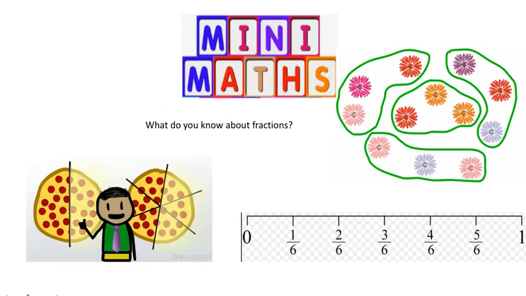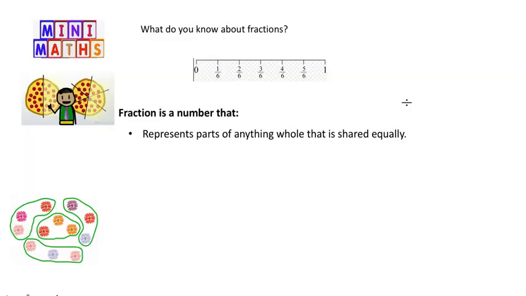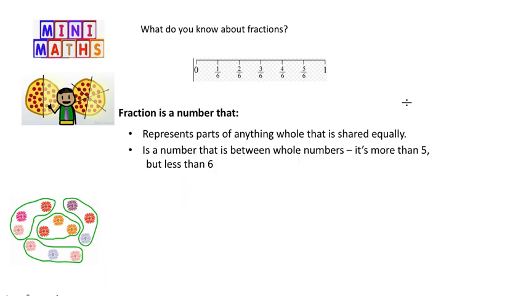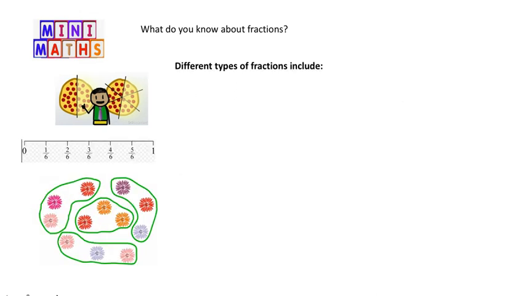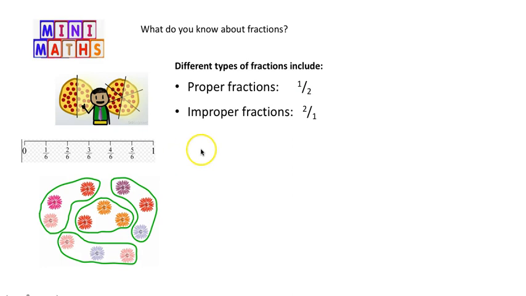Now, let's reflect on what we know about fractions. A fraction is a number that represents parts of anything whole that is shared equally. It is a number between the whole numbers. It's one or more parts of a group of objects that has been shared equally, and it is another way to show a division problem. Different types of fractions include proper fractions or vulgar fractions. That's where the numerator is smaller than the denominator, where the top number is smaller than the bottom number.